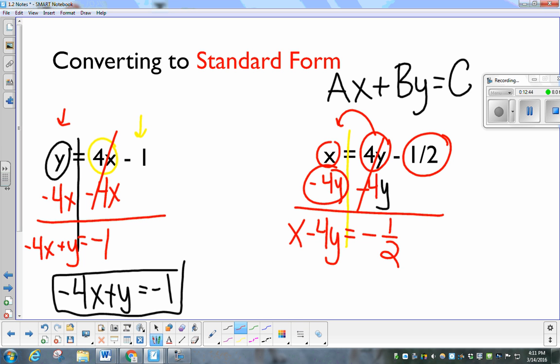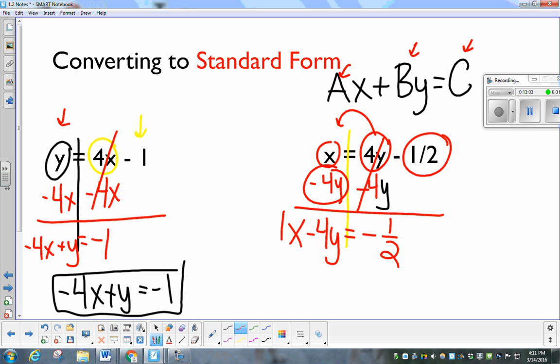Okay, now here's the problem. Remember how I said that everything had to be an integer? A has to be an integer, B has to be an integer, C has to be an integer. So I've got an integer here, 1x, that's an integer, minus 4y, that's an integer. Over here, negative 1 half. That is not an integer.